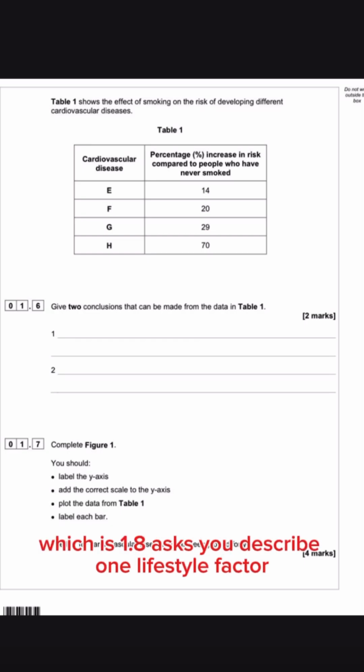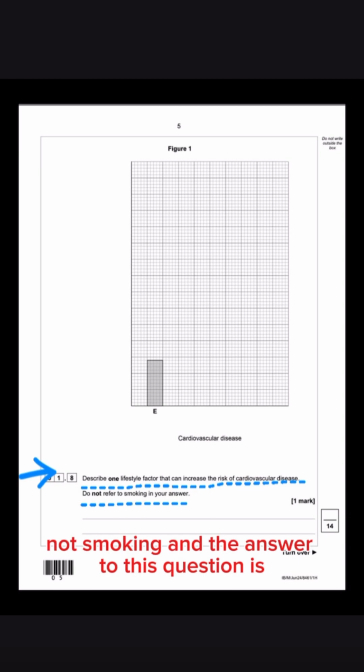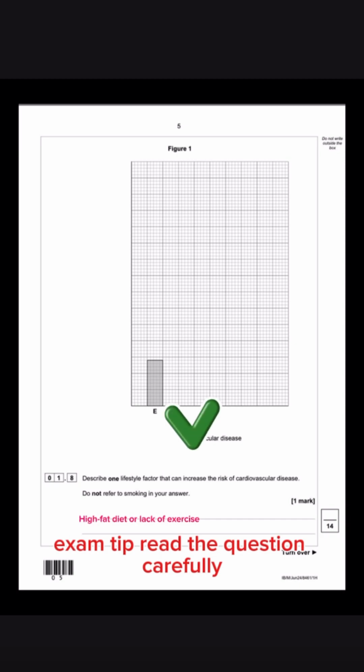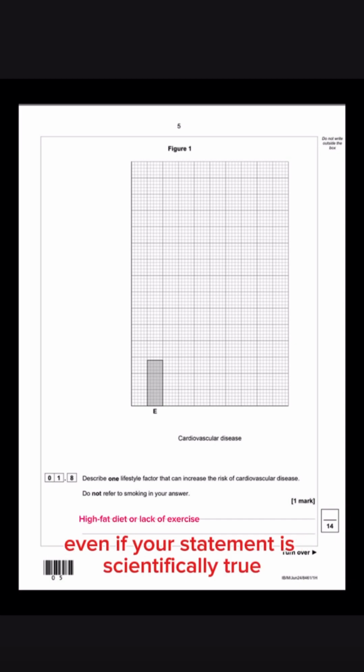The next question part, 1.8, asks you to describe one lifestyle factor, not smoking. The answer to this question is a high-fat diet or lack of exercise. Exam tip: read the question carefully. It explicitly says do not refer to smoking. If you write smoking, you get 0 marks even if your statement is scientifically true.